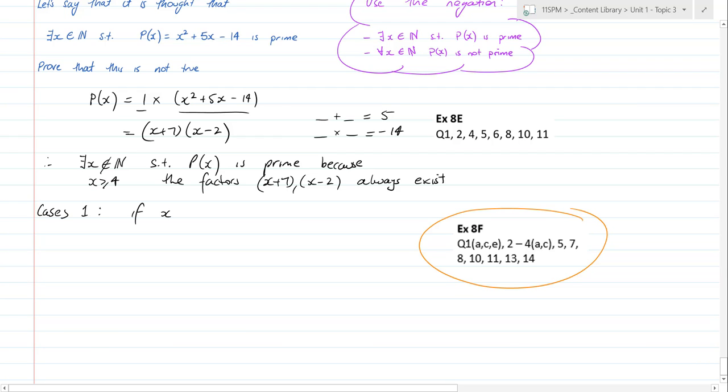So the cases are, if x equals 3, then p of x equals 10. Now, x plus 7 and x minus 2 generate the factors 1 and 10, which do not disprove that it's a prime number. But we do know something about 10, don't we? 10 is not prime, because 10 is 5 times 2. Now let's check the next case. If x equals 2, then what does p of x equal?